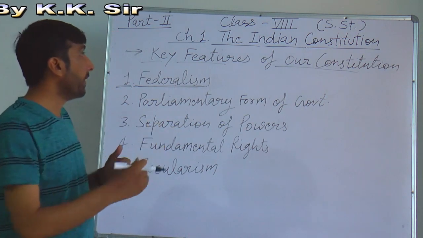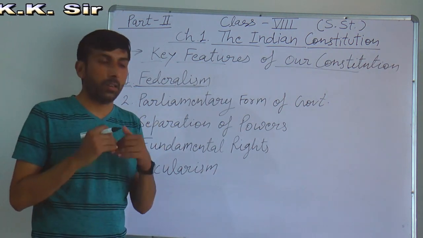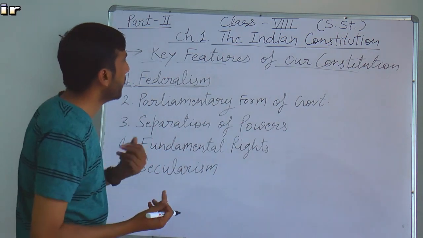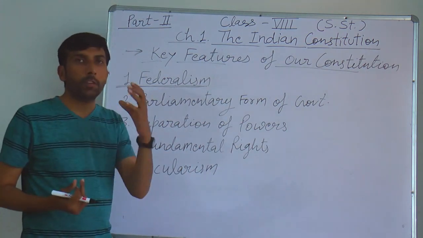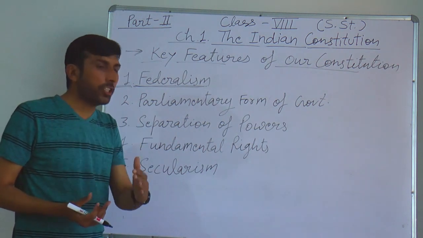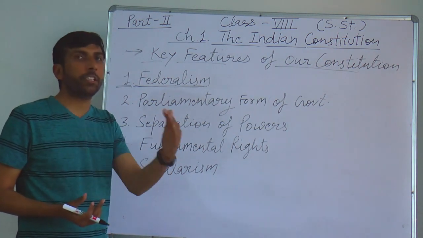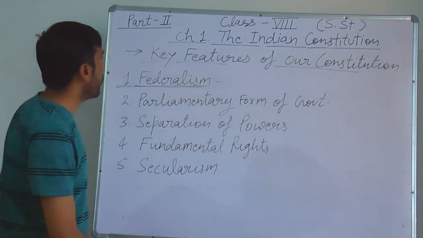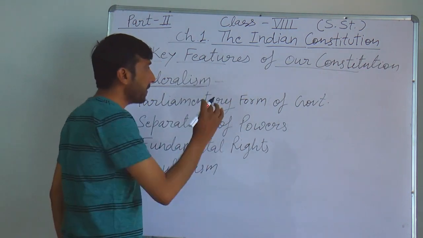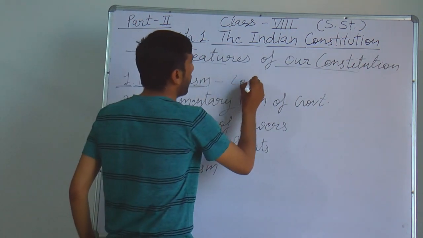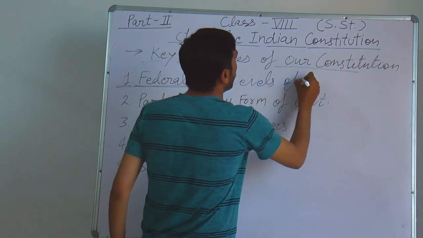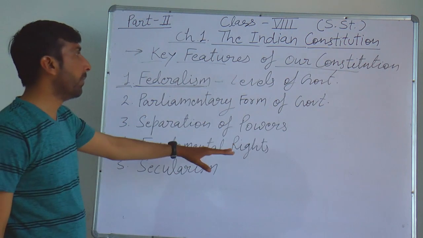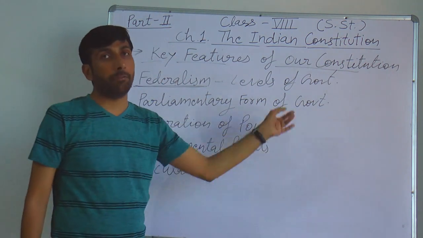In the constitution it is not formally written that India is a federal country, nowhere is it written, but in Article 1 it is written that India is the Union of States, and it has the features of a federal country. So there is federalism. How? Because the powers are divided among the levels of government. Federalism means the powers are divided among the governments at different levels.